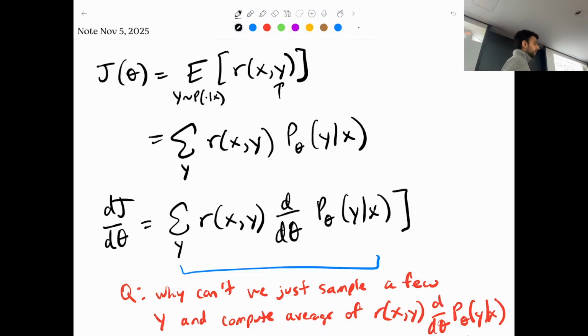There's no way for us to get a signal through theta or model parameters through this.